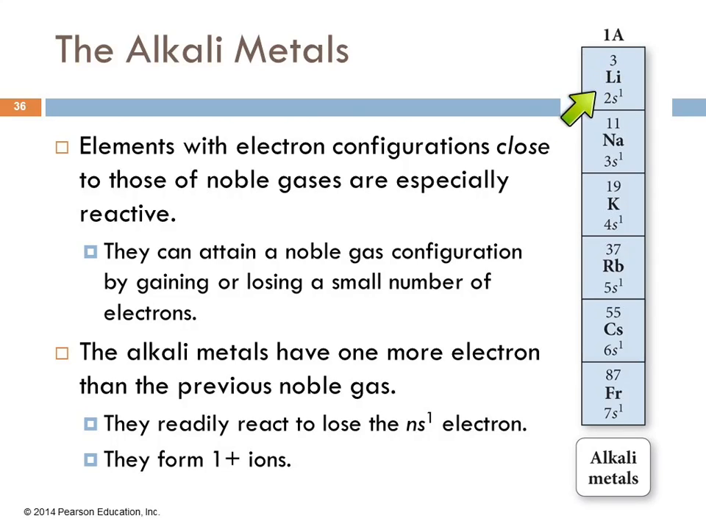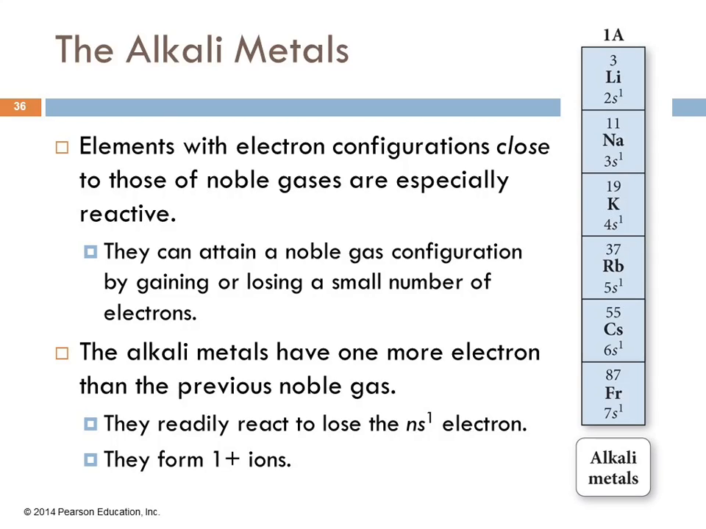Lithium, the atom, is likely to lose an electron because when it does that, it then has a full valence shell, which is lower in energy, and that's a good thing energy-wise. So these alkali metals are very close to the noble gases in terms of number of electrons, and they can attain a noble gas configuration by losing one electron.